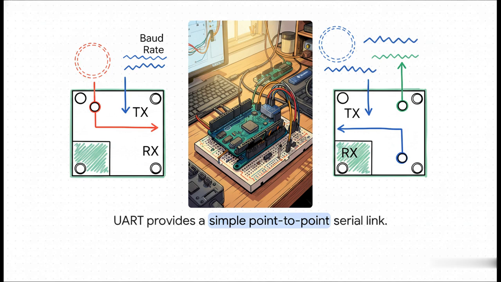The transmit, or TX pin, of device A connects directly to the receive, or RX pin, of device B, and vice versa. But pay attention to that word asynchronous. That means there is literally no shared physical clock line between the devices to sync up the bits. Because of that, both devices have to manually agree on a transmission speed beforehand. We call that the baud rate, something like 9600 or 115200 bits per second.